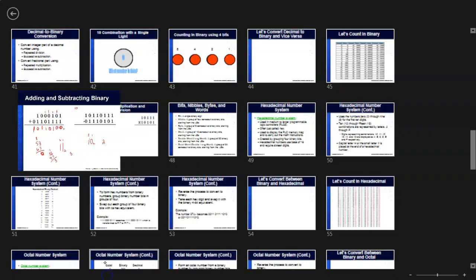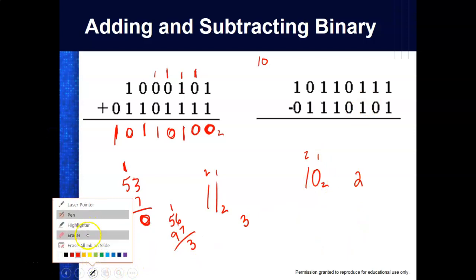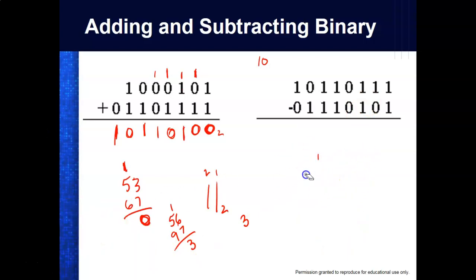Okay, so let's see how we would subtract. Let's subtract these numbers. In decimal, we borrow a 10, right? So in binary, we're going to borrow a what? In decimal, we borrow a 10. In binary, we're going to borrow a base. In base 10, we borrow a 10. In base 2, we're going to borrow a 2.